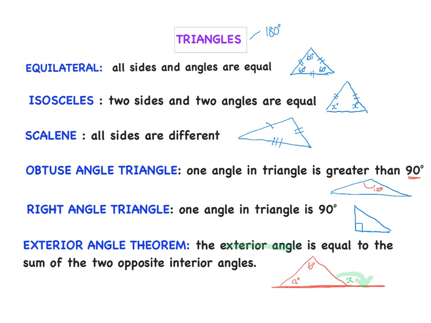What does sum mean? Addition, good, of the 2 opposite angles. So you can see here are the 2 opposite angles. So you can essentially say that x in this scenario is equal to a plus b. Okay, so we'll do a little example on the next page.